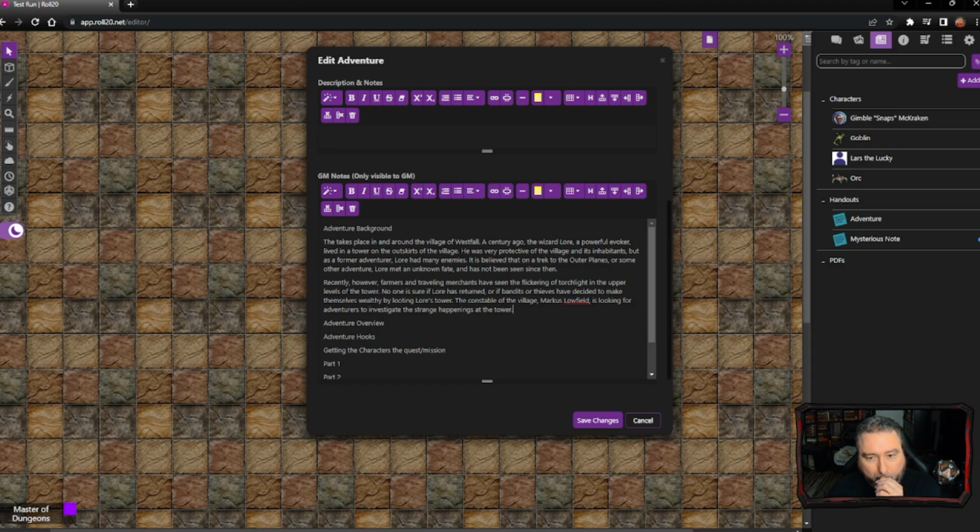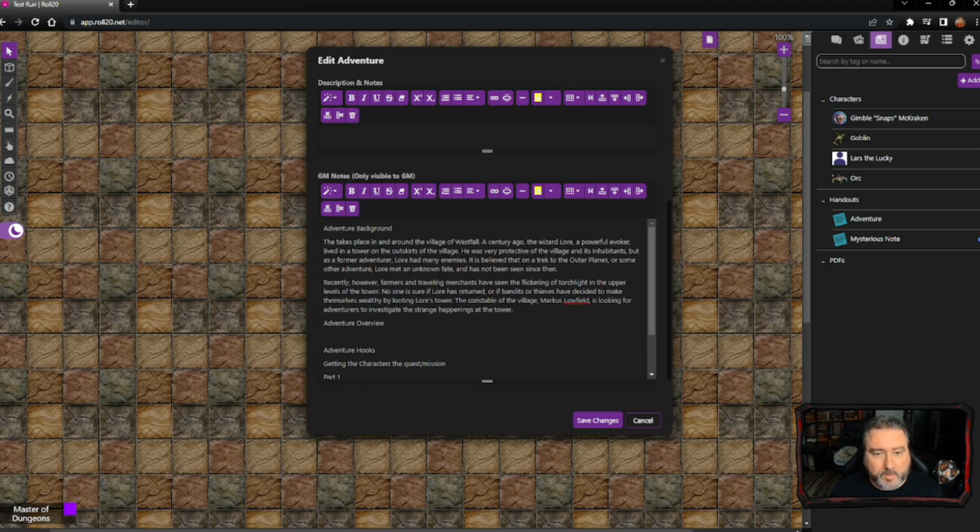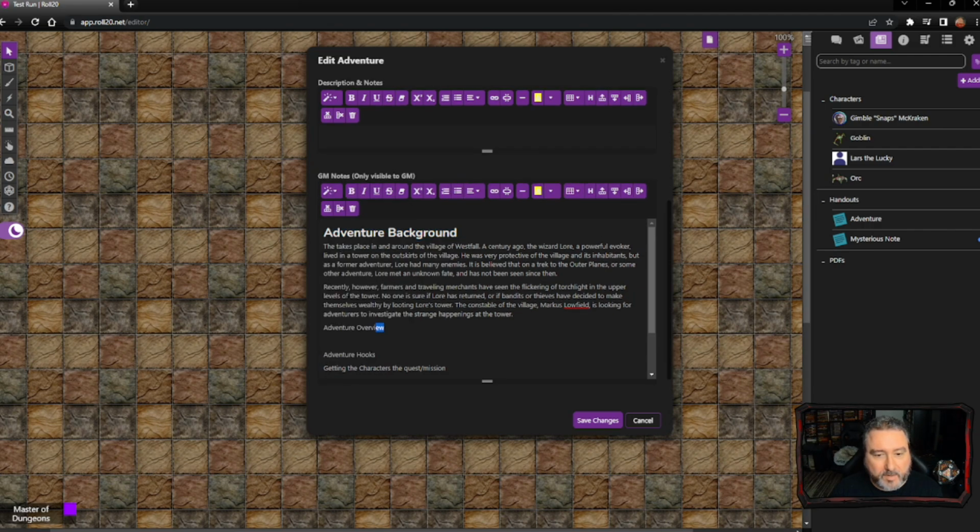So what we can go through and do is, if you want to put in the adventure overview, I'm just going to do a little bit of formatting to help with the way it looks. We'll head to adventure background, adventure overview.